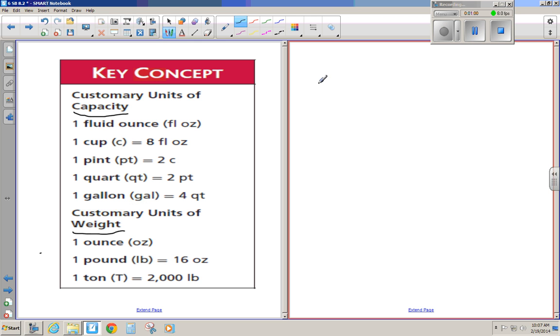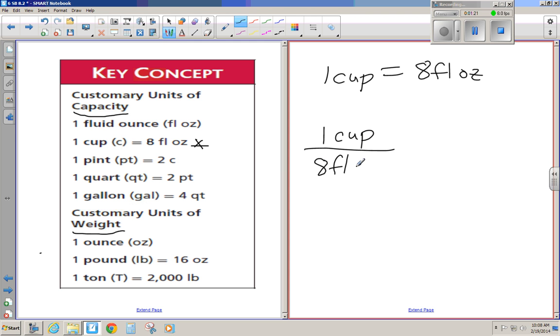The fact that each of these, looking at this first one, 1 cup equals 8 fluid ounces. Now what that means is they're equivalent. So if you wrote them as a fraction, 1 cup over 8 fluid ounces, since the numerator and denominator are equivalent or the same, this equals 1. So I can multiply, and this is actually called a conversion factor. This whole thing is a conversion factor. And all of these can make a conversion factor.